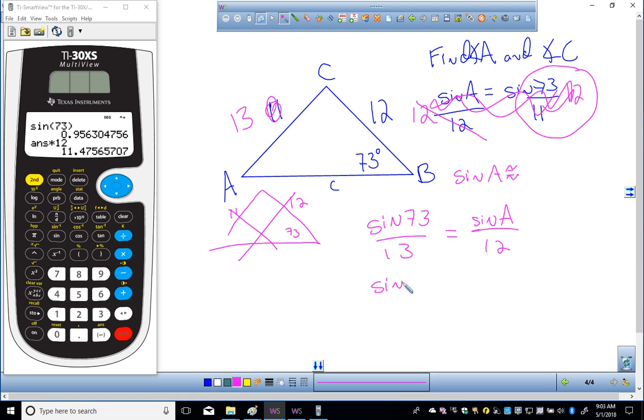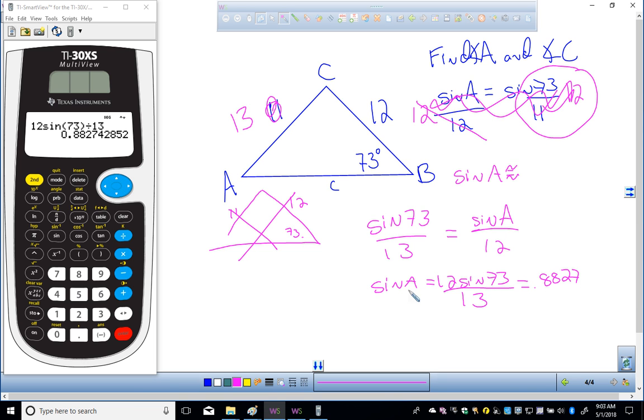Sine of A is equal to 12 sine 73 divided by 13. I'm going to do that on my calculator. So I get 12 sine 73 divided by 13, and I get a decimal answer, approximately 0.827. What do I do with that decimal answer? If I know that the sine of A is equal to approximately 0.827, how do I find out what the angle is?